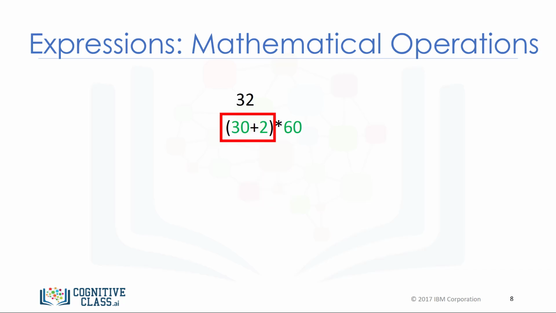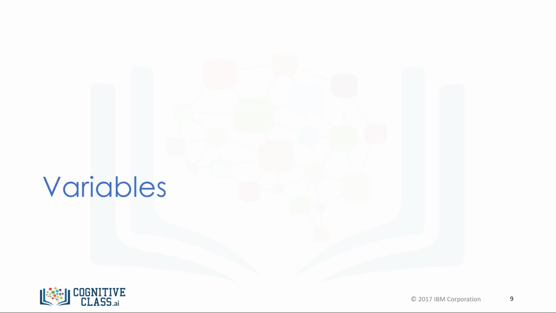The expressions in the parentheses are performed first. We then multiply the result by 60. The result is 1920. Now let's look at variables.